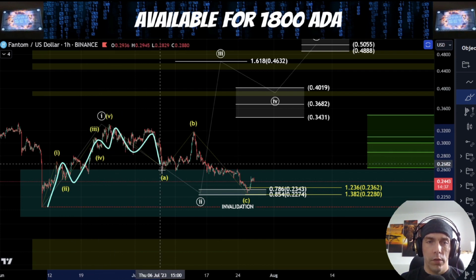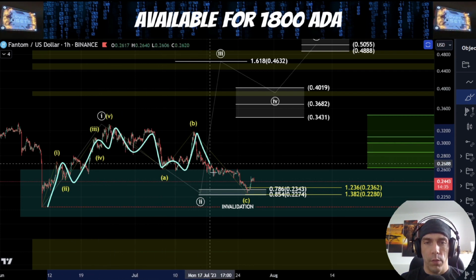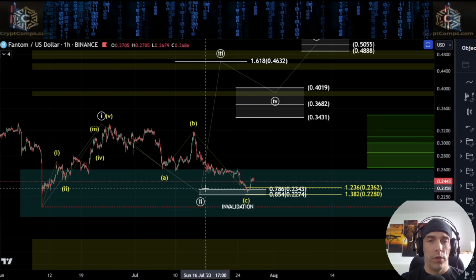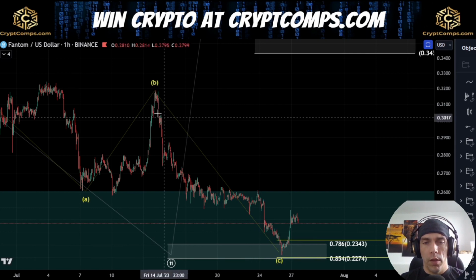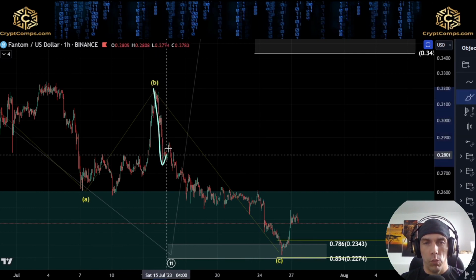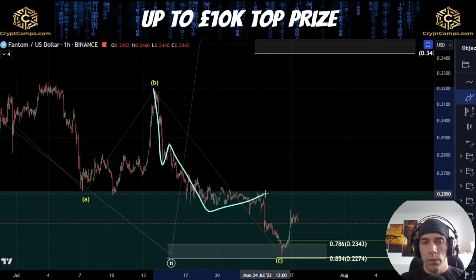Now, if this is the case, this could be W, this could be X, and then we could be looking for this as a Y wave or a C wave. Now, as a C wave, it's not great internally. We can argue that potentially within the structure we have this is 1, 2, 3, 4, and 5.